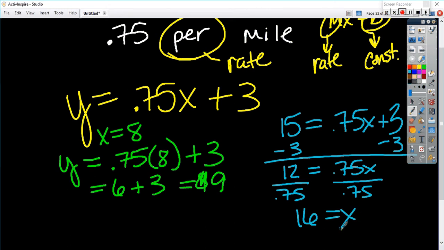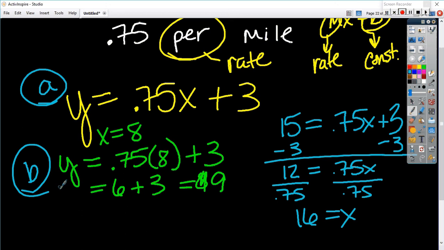It's just two different questions. There's actually 3 parts. The first part is the equation. The second part is the $9, and the third part is the 16 miles. Does that make sense to everybody? Look how quick that was. Let's do a negative one.